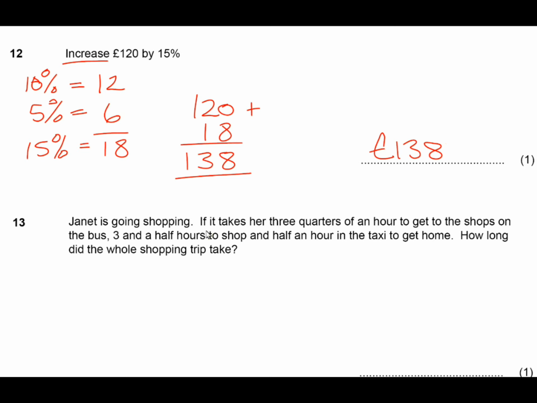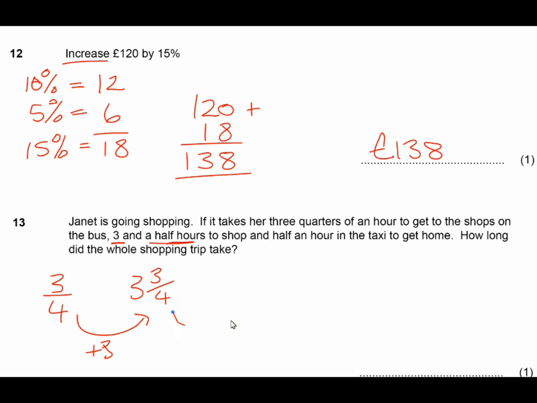Question 13, Janet is going shopping. It takes her 3/4 of an hour to get to the shops on the bus, 3.5 hours to shop, and then half an hour to get a taxi home. How long did the whole shopping trip take? So we have 3/4 of an hour. And then if we break it down in steps, we can add the 3 hours first. So we end up with 3 3/4 hours.